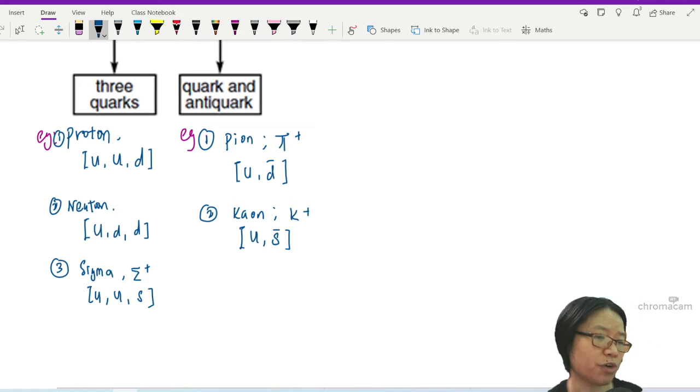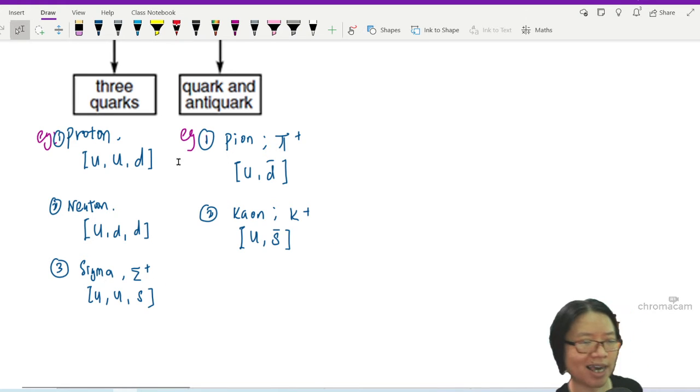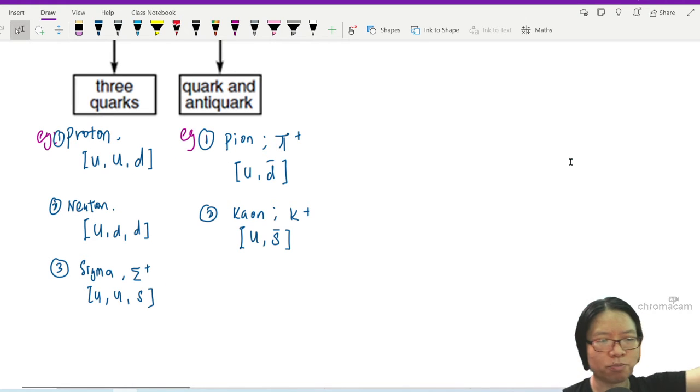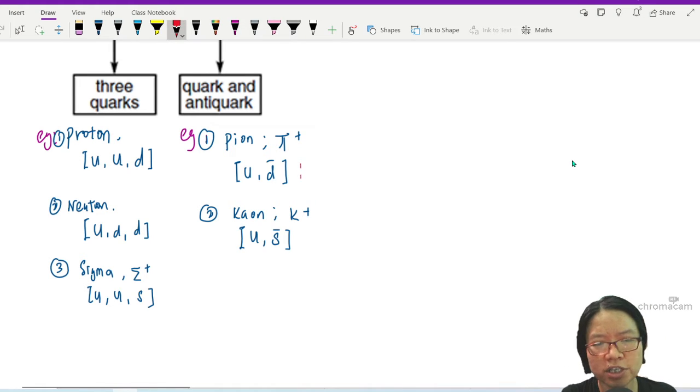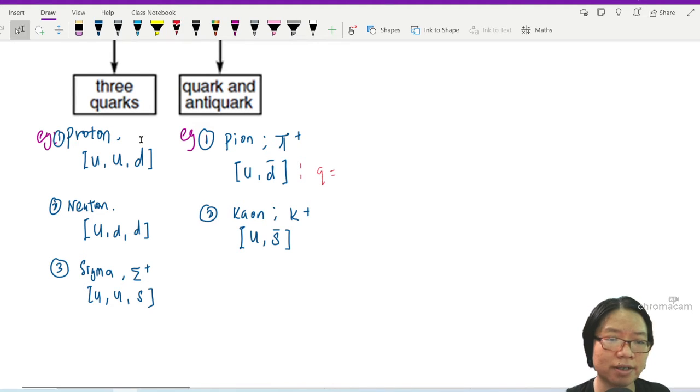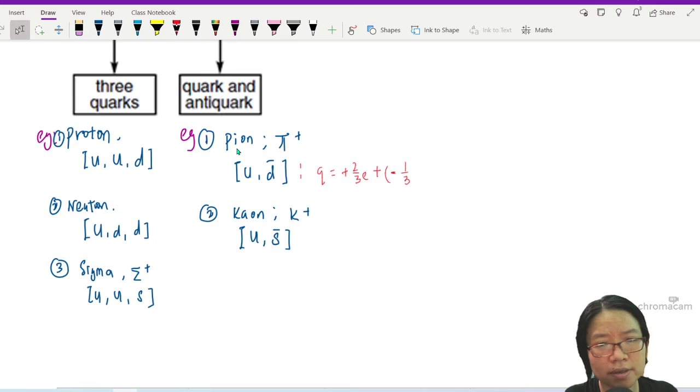Okay, so this one is not very common because eventually the strange will decay into the down. Okay, let's think a bit about the charges. What is the charge of a pion? You have the up quark. The up quark has a charge of positive 2/3, and the down quark has a charge of negative 1/3. But it's anti-down, so because it's anti-down, you will then have to make this positive.